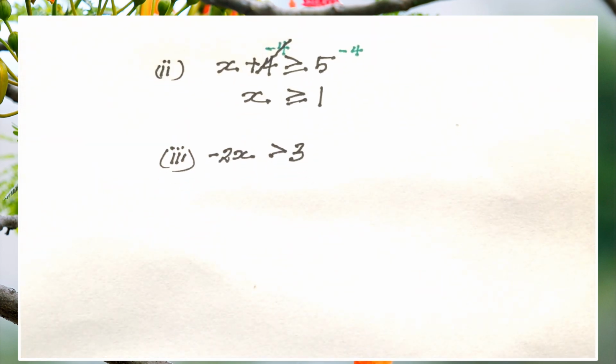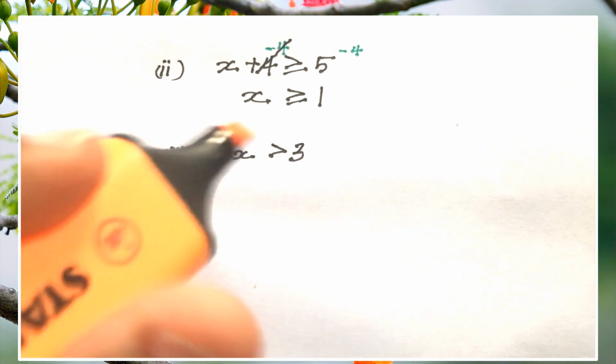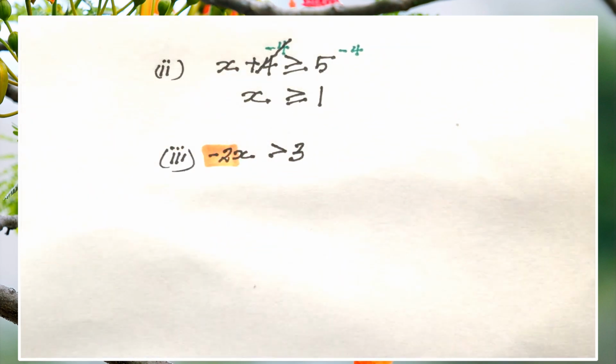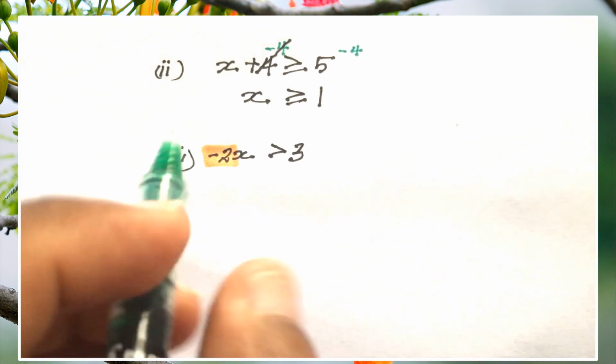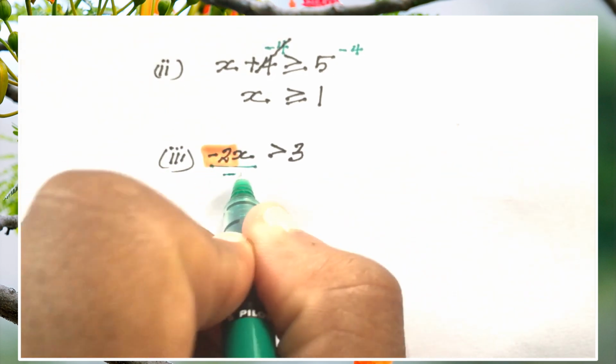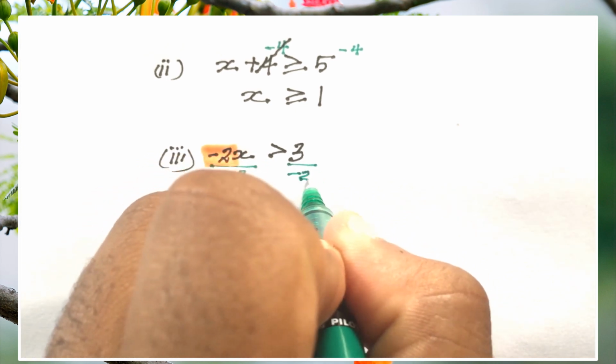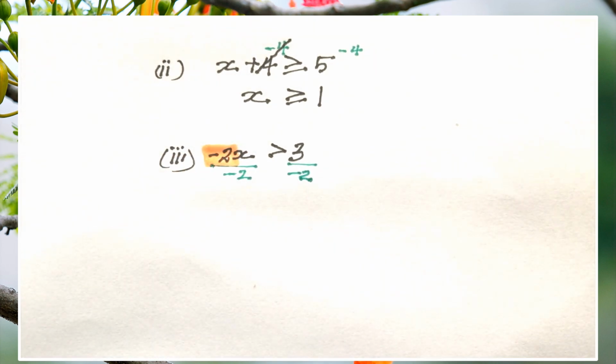Now this is where I need you to pay attention. Good. Notice that there's a minus coefficient on that x. That is where things are going to get a little messy. So to get rid of this minus 2, we need to divide both sides by negative 2. With me so far? But the problem is, in inequalities, when you're dividing or multiplying by a negative number, you're going to have to switch the inequality sign. And there's a good reason.